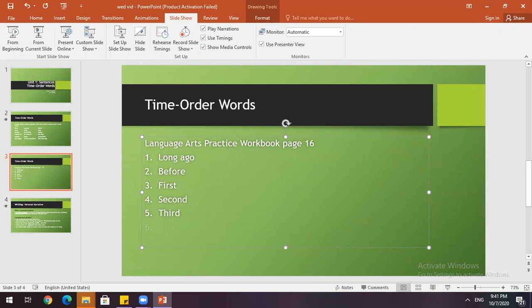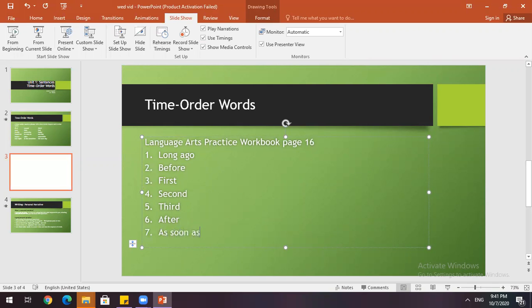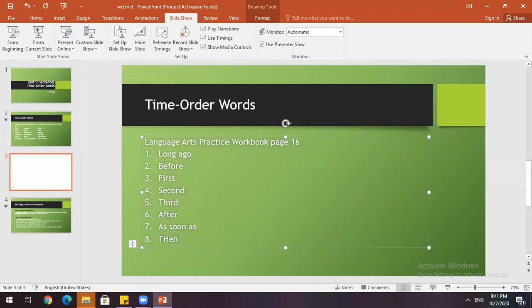Number six, meanwhile or after, all his chores were done, Zach started his long walk to school. The correct answer is after all of his chores were done. Number seven, tomorrow or as soon as, Zach crossed the creek, he had to climb up a steep hill. The answer is as soon as. Number eight, then or in the morning, he had to cross a wide green meadow. The answer is then.